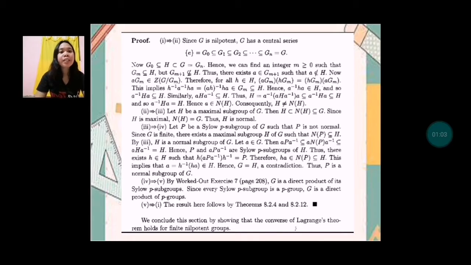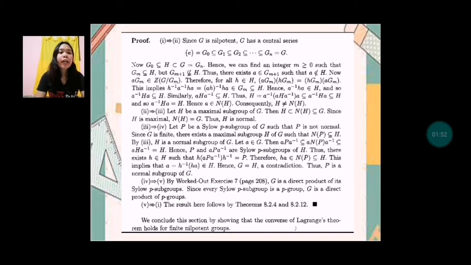The third condition implies the fourth condition. Let P be a Sylow p-subgroup of G such that P is not normal. Since G is finite, there exists a maximal subgroup H of G such that N(P) is a subset of H. By the third condition, H is a normal subgroup of G. Let a be an element of G. Then aPa^{-1} is a subset of aN(P)a^{-1}, a subset of aHa^{-1}, which equals H. Hence, P and aPa^{-1} are Sylow p-subgroups of H. Thus, there exists h an element of H such that h(aPa^{-1})h^{-1} equals P.